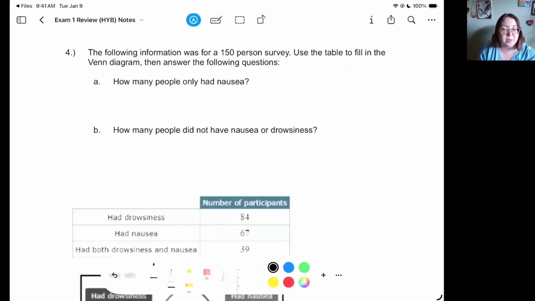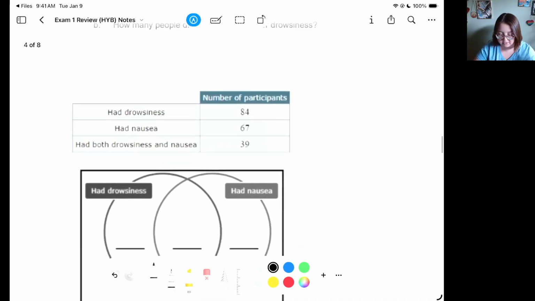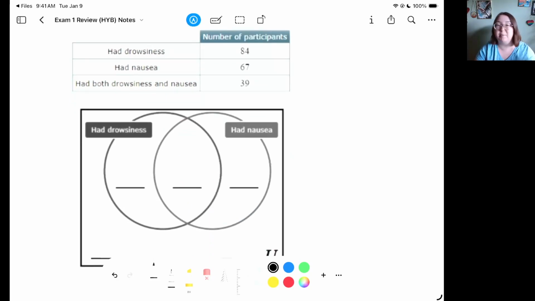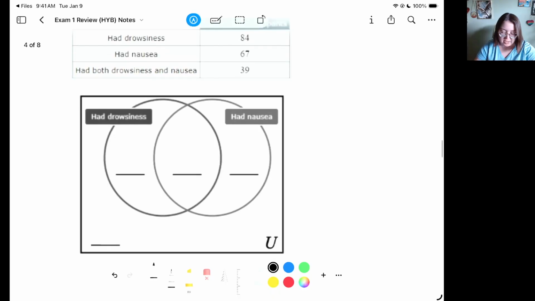All right, so we're going to go ahead and fill out our Venn diagram first, and then we'll be able to answer the questions more easily that way. So we have our table, right? We have had drowsiness, 84, had nausea was 67, and then had both was 39. We know that having both is that overlapping part in the middle, so we know that that middle portion is 39.